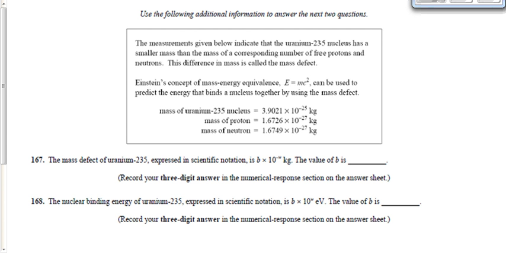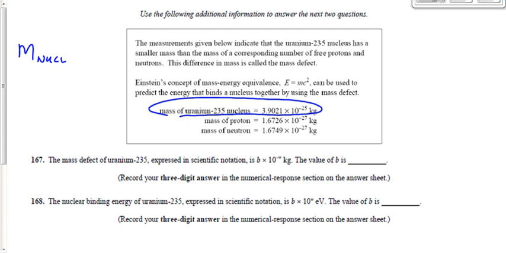So, what are we going to do? Let's get the mass of the nucleus. Well, good news, we've already got it. The mass of the nucleus is 3.9021 times 10 to the minus 25 kilograms. We should expect to see the mass of the protons and neutrons combined slightly larger than this. Not much, but slightly larger than this.